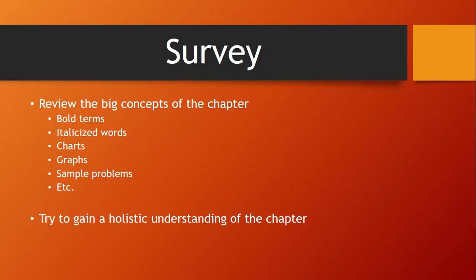The first step of SQ5R is the survey step. And what you're going to do is review the big concepts of the chapter. This is where you're going to look for the bold terms, the italicized words, the charts, the graphs, the sample problems, etc. And this is where you're going to try to gain a holistic understanding of the chapter.